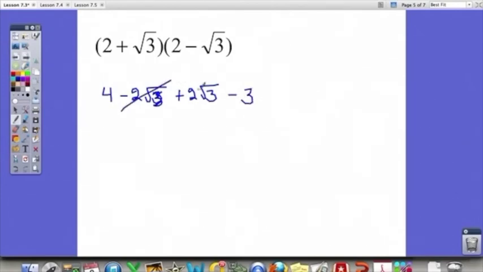Now see how these cancel out? So all I have is 4 minus 3, which is 1. What I want you to notice is the canceling that happened there. That's going to happen every time with conjugates.